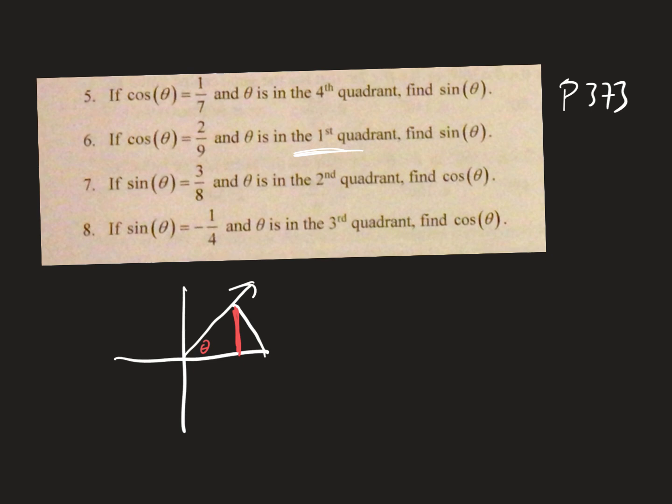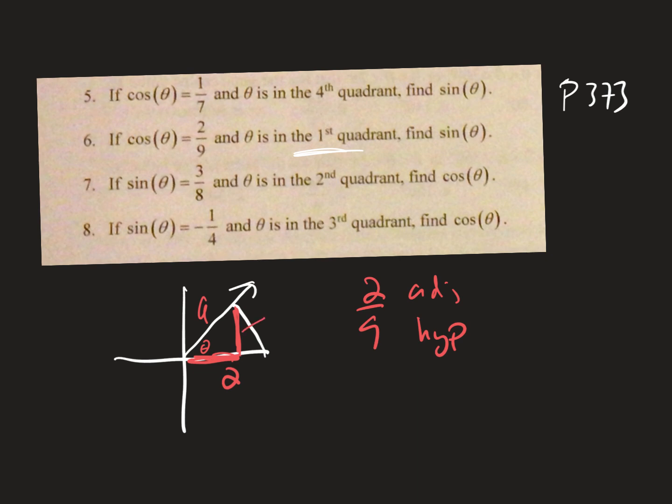If I look at this, it says the cosine is 2 over 9. So I know cosine is the adjacent side over the hypotenuse, or x over r, if you want to think about it that way. So this is going to be 2, and this is going to be 9. Now remember, not the whole thing, I'm just talking about that part of it is 2. And then I've got to find the y value.